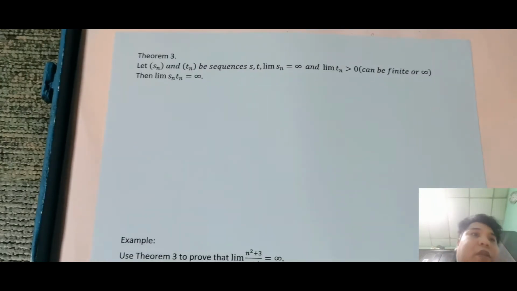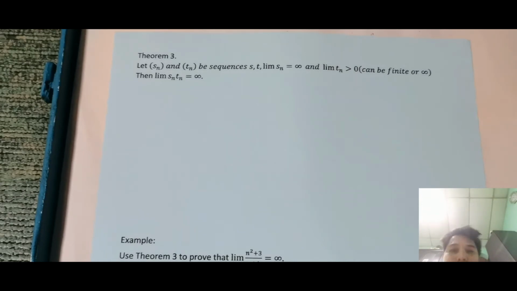Okay guys, so hindi pala example yung sunod, theorem pala. So let's have theorem 3. Kung nagtataka kayo saan, nasa theorem 1. Yung theorem 1 nasa ibang video, yung mga previous videos natin. Okay, so theorem 3. Let S sub n and T sub n be sequences such that the limit of S sub n diverges to positive infinity and the limit of T sub n is greater than 0. So it can be finite or positive infinity. Then the limit of S sub n times T sub n is equal to positive infinity.